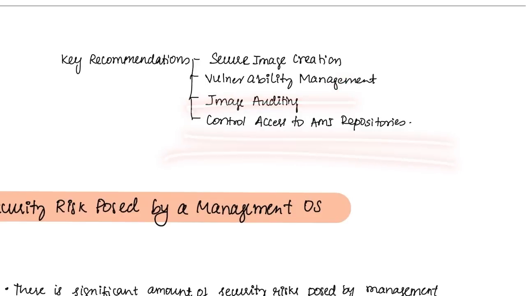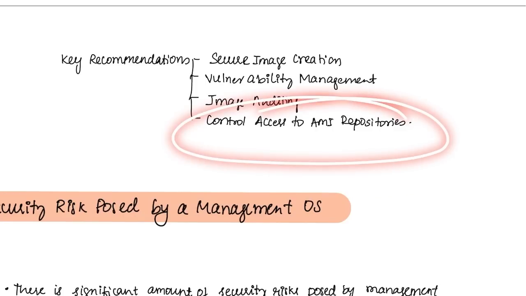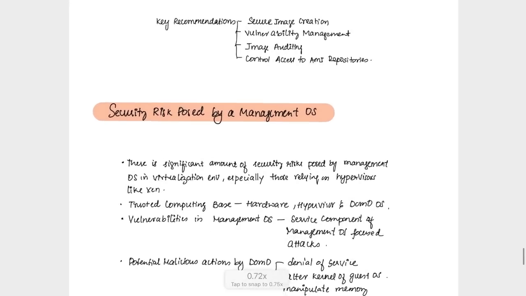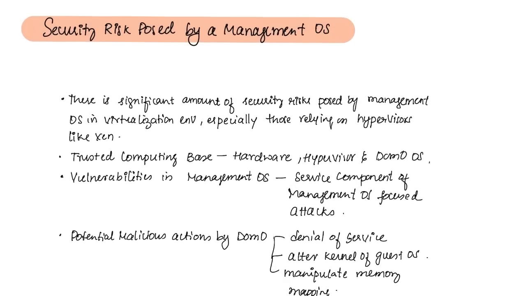Then we have control access to AMI repositories. So we have to restrict the access to image repositories and ensure that only authorized persons can have access here. Next we have security risk posed by management operating system.